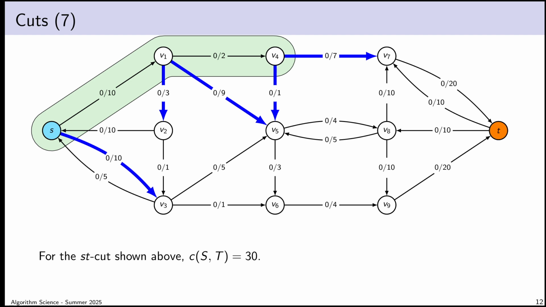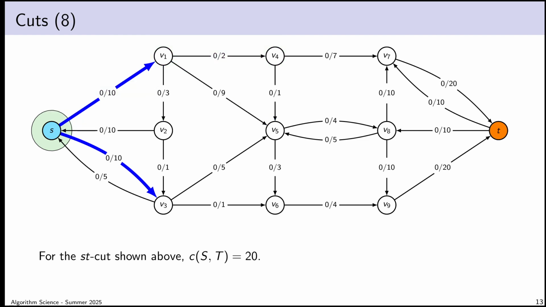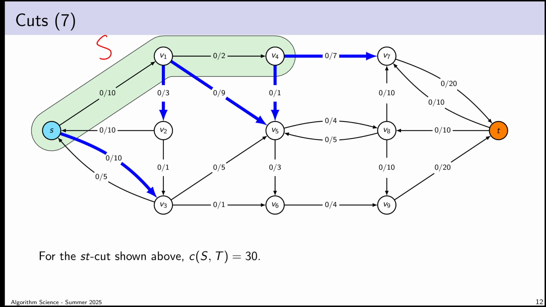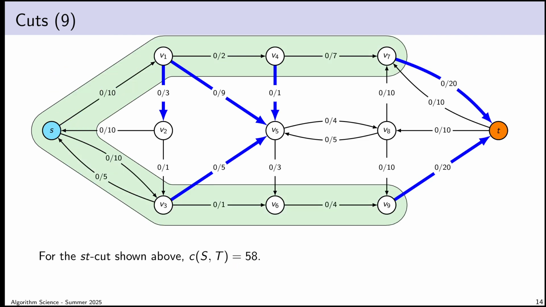One natural question might be, hey, is the cut that I found here a minimum cut? One way you could disprove this is just to go find some other valid ST cut that has lower capacity. And here's one of those. Here I've defined the set S to just contain the source vertex and nothing else. This cut has capacity 20. So there's 10, total capacity is 20. And clearly, if I have a cut with capacity 20, the cut that I had earlier is not minimum because its capacity is higher. Here is a cut with total capacity 58.